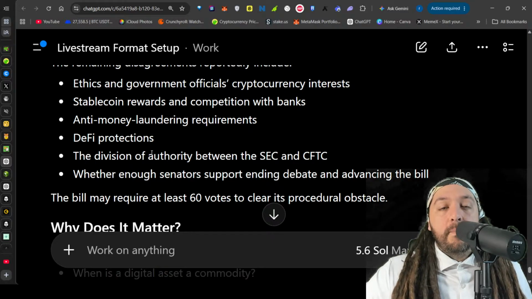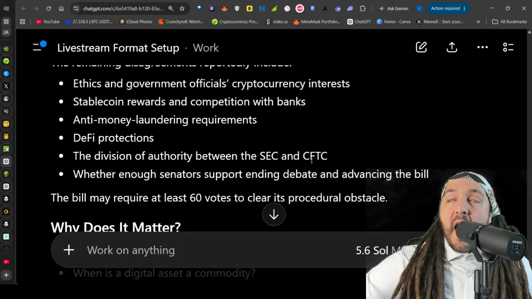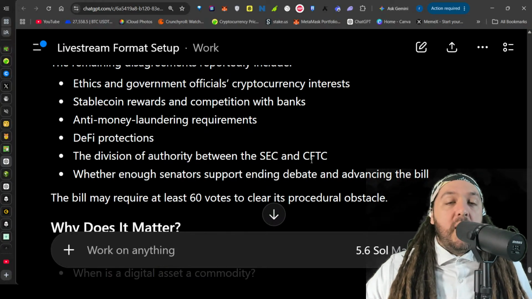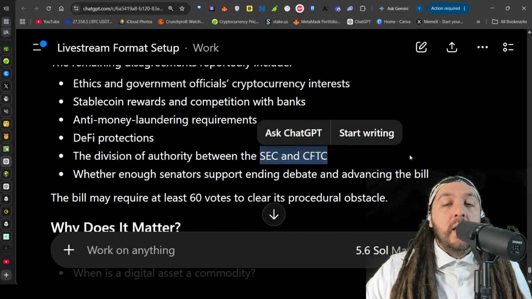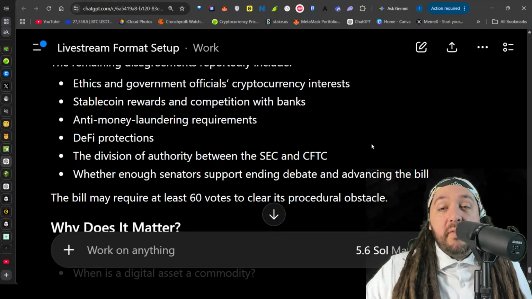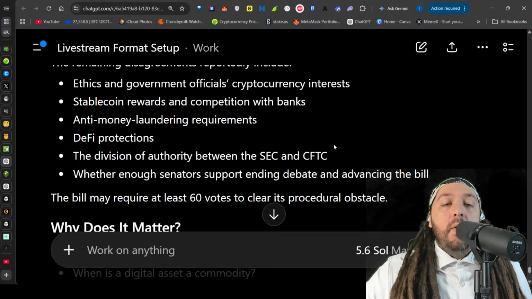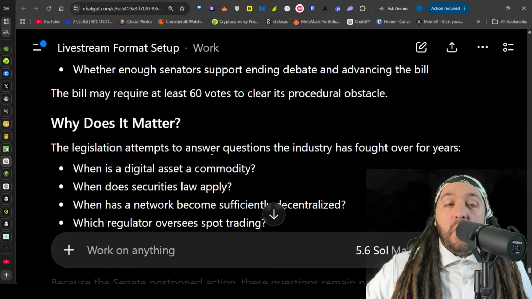DeFi protections, the division of authority between the SEC and the CFTC. They're infighting between who's going to get to carry out the lawsuits and who's going to get to rake in the money. That's what that's about. Whether enough senators support ending debates and advancing the bill. The bill may require at least 60 votes to clear procedural obstacles.